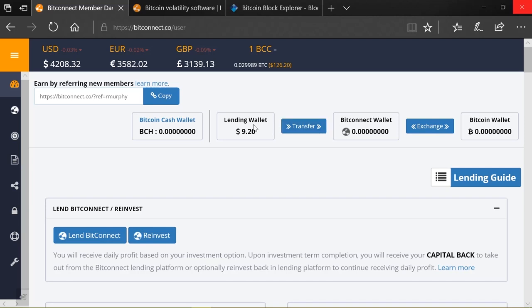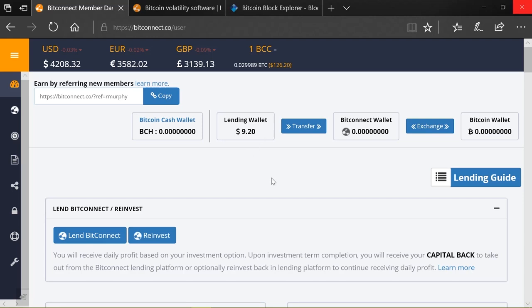So once you have money here in your lending wallet, you can then do a process of reinvesting. This is where the interest that you accrue daily on your initial investment goes, and you can do whatever you want with it. You can either transfer it back and then transfer it back into Bitcoins and then exit and take your money and run, or you can reinvest.